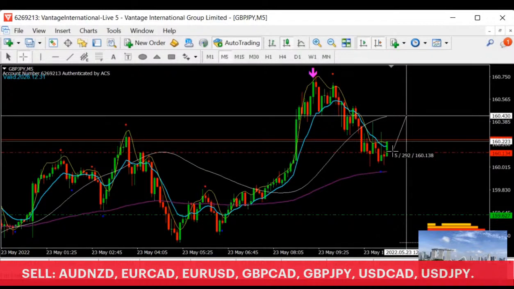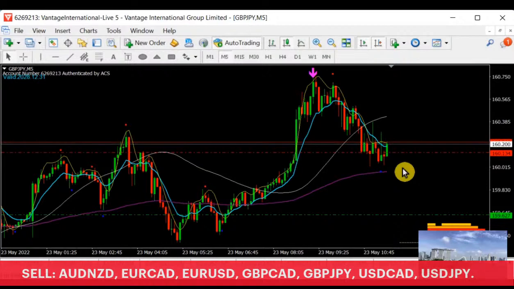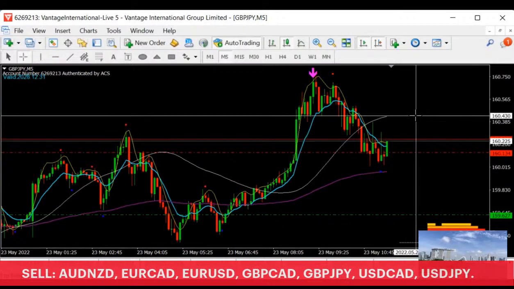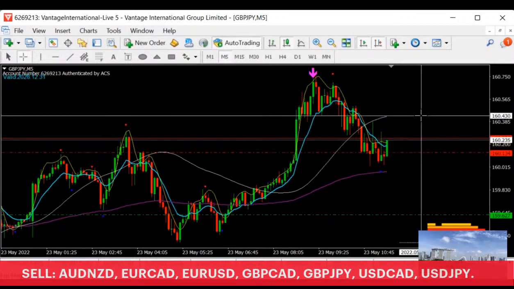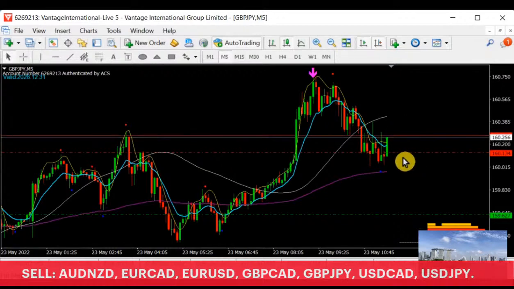That means this whole region is a moving resistance. Any resistance that happens in this area, that means over here, this whole area, we still have a chance to sell again, if it starts to form another selling signal. So hang on, pound yen is still quite promising.